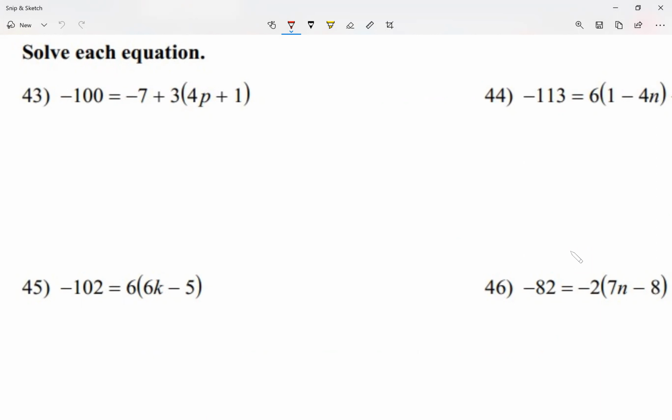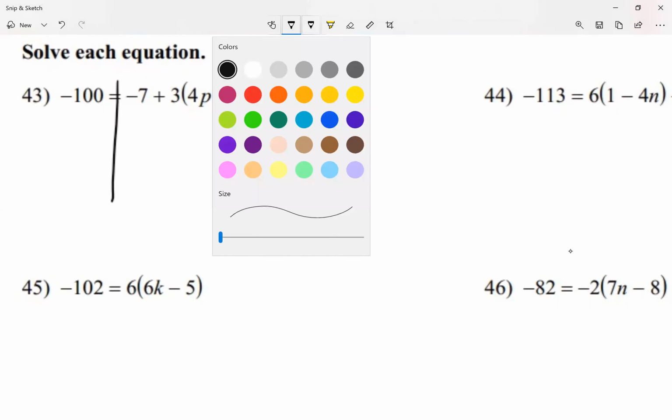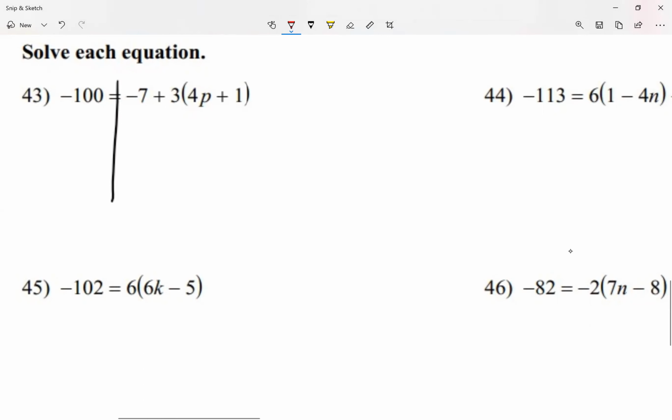Now, what we have to do first, we have to get rid of parentheses. So let me separate my sides. I'm going to separate the sides through the equal sign, and I'm going to get rid of parentheses. What I'm going to do, I'm going to multiply the number outside of the parentheses to the numbers on the inside. So I'm going to go here, 3 times 4 and 3 times 1. So right now I have a negative 100, right? That has nothing to do with parentheses, equals negative 7.